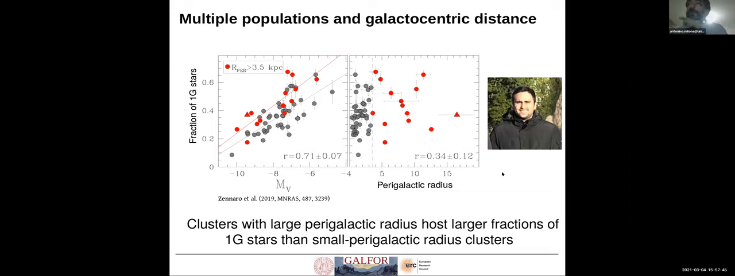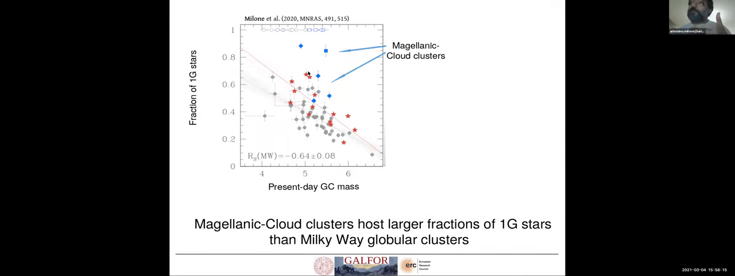An interesting work by Marco Zennaro is the search for this second parameter. And what he found is that if we take clusters that have orbits that are distant from the Milky Way center, clusters with a large perigalactic radius, actually they have a higher fraction of first generation stars than the remaining clusters of the Milky Way. And then the situation is even more dramatic if we go to the Magellanic Clouds. Magellanic Cloud globular clusters are even dominated by the first generation, which can be as high as 80%, if we assume that these clusters actually have second generation stars in terms of multiple populations as we mean in galactic globular clusters.